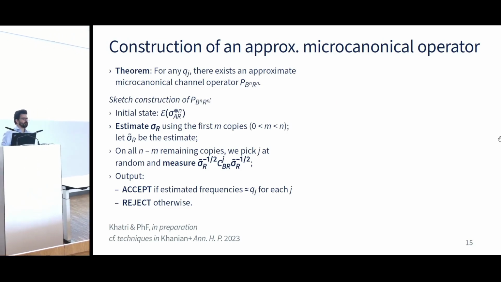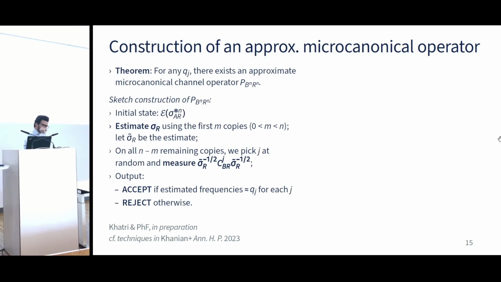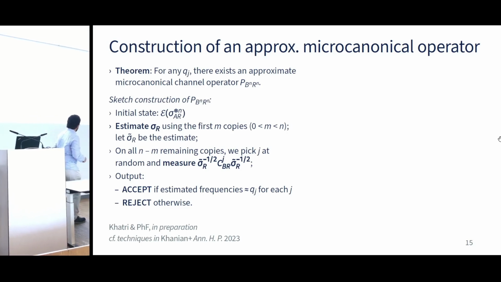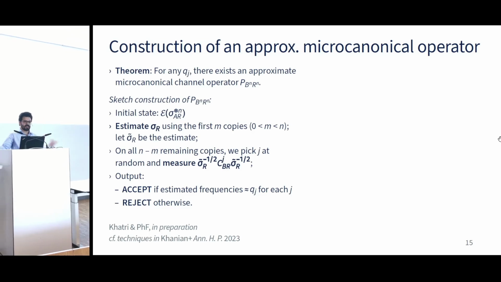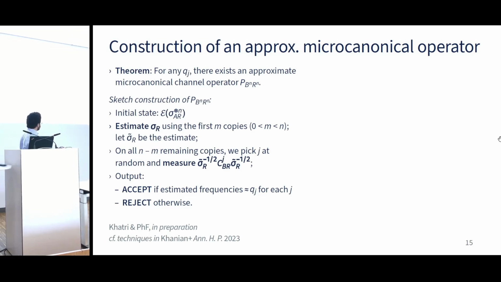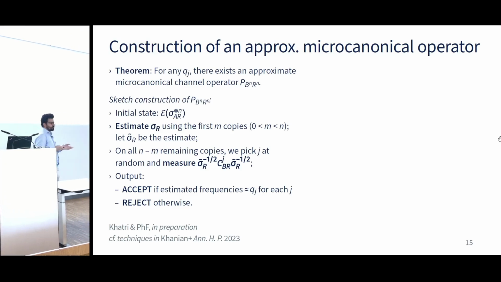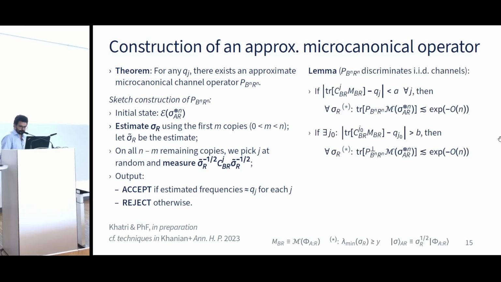And we're going to see if they're all close enough to our satisfaction to the true statistics that we really wanted. Or in that case, we're going to output accept. That's going to be the effect that corresponds to P. And we're going to reject otherwise, and that's going to be the effect that corresponds to 1 minus P, or P orthogonal, the complementary effect.